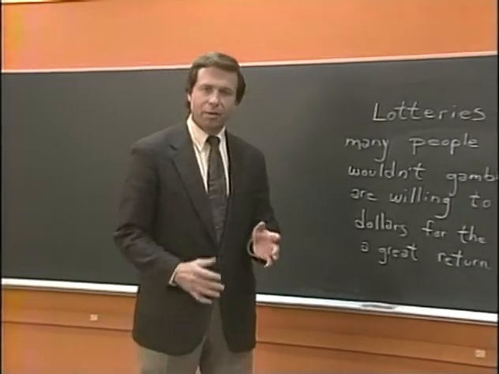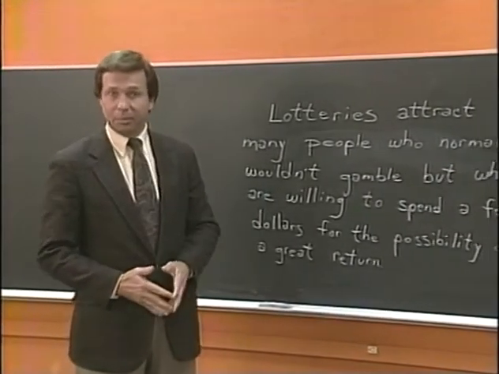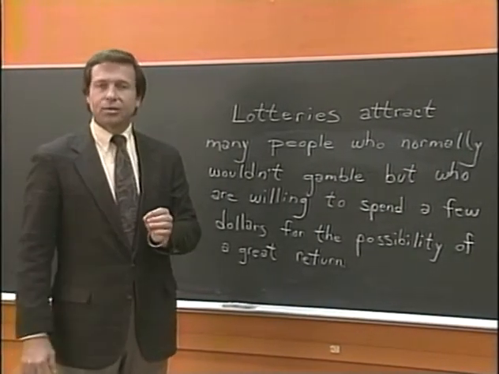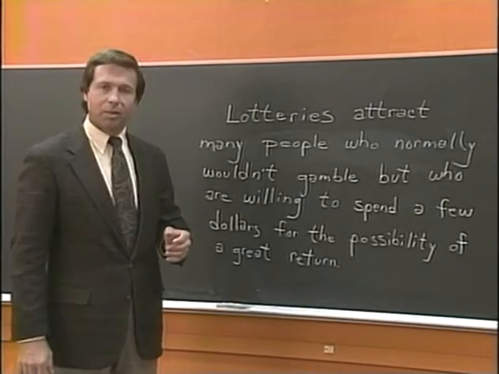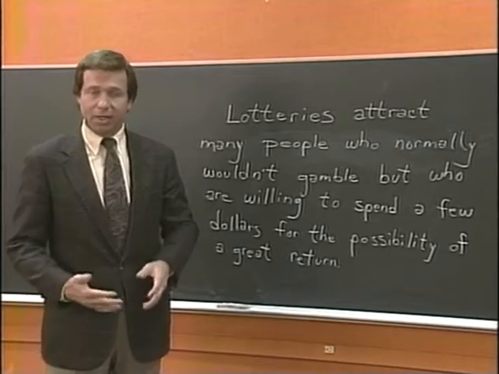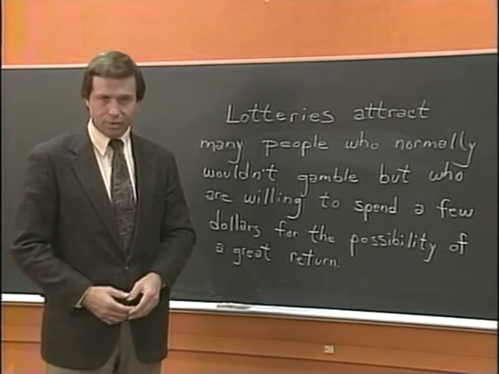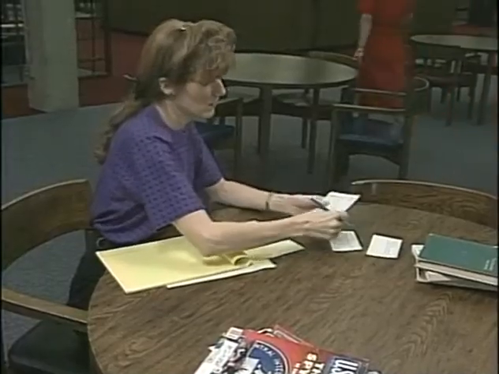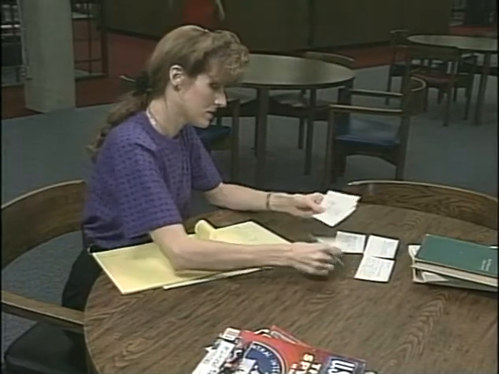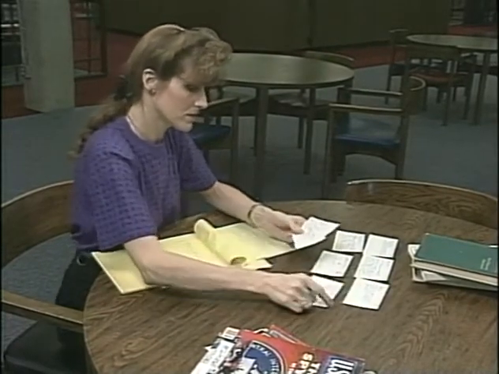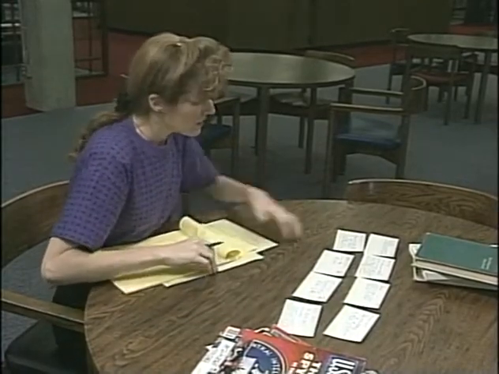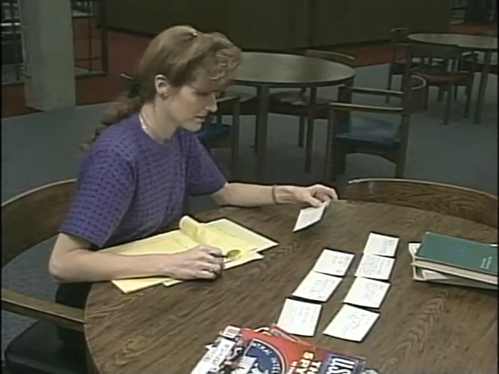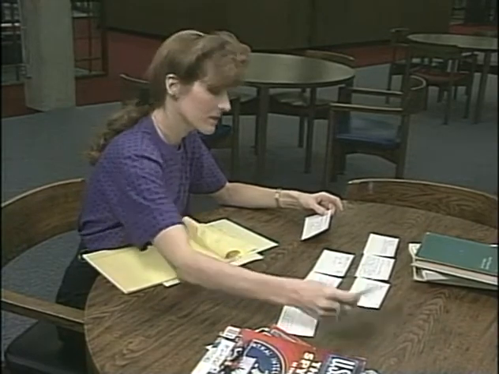Here's an example of how the process would work if you were writing a paper about the lottery. Let's say you chose the following thesis statement. Lotteries attract many people who normally wouldn't gamble, but who are willing to spend a few dollars for the possibility of a great return. In order to organize your thoughts, lay all of your note cards out in front of you. If you have many different headings on the note cards, you can group them. Using the kitchen sink approach, you list the following main ideas.